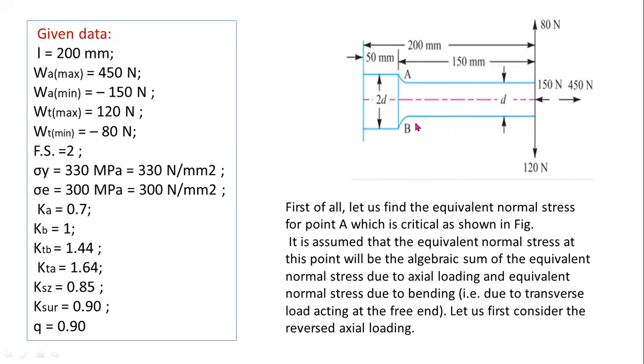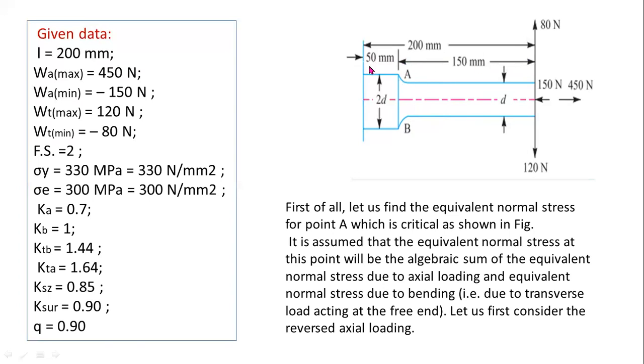Okay, that's why I consider points A and B the critical points. High stress may concentrate at points A and B due to the sudden change in diameter. So you have to consider this length, 150 mm only. Don't consider 50 mm. For determining the bending loads, you have to consider only 150 mm.